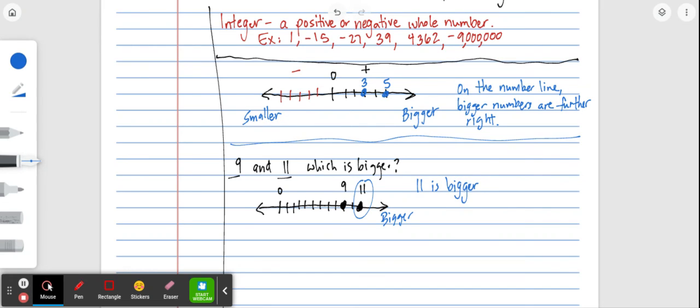Kind of intuitive. It's something that you already knew. Well, yeah, of course 11's bigger. It's a bigger number. I count to 11. I have to get past 9 to get there.